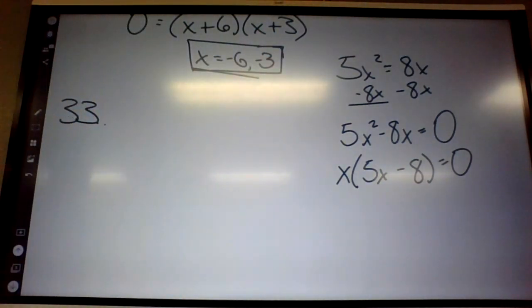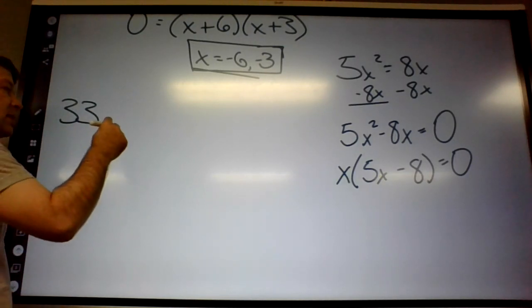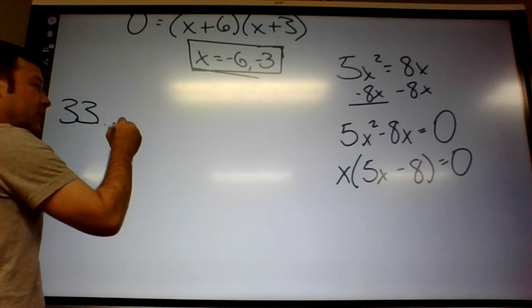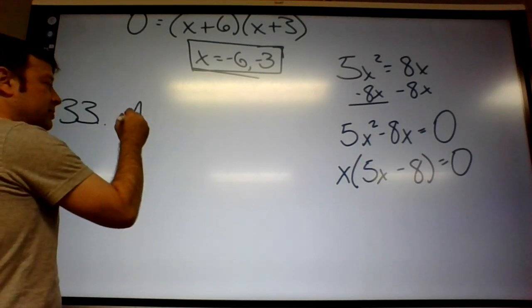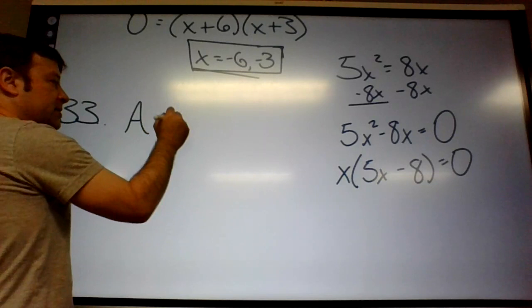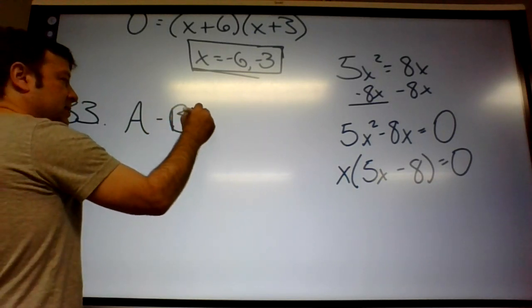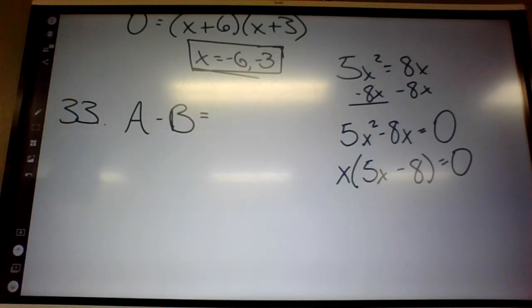So the two numbers would be the two variables. We can call them whatever we want to call them. I like A and B better than X and Y. So I would do the difference, subtract. So I would do A minus B is 19.